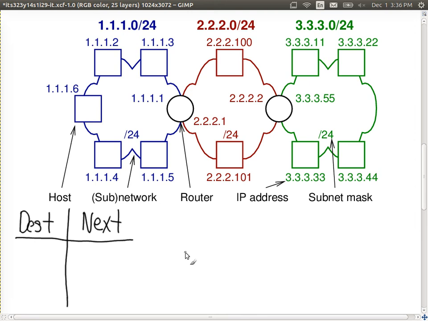to reach that destination. How many rows, so for the routing table for host 1.1.1.6, how many rows in our routing table? How many possible destinations? Six? Five? Two? No. How many from our host 1.1.1.6, how many possible destinations are there in this internet?